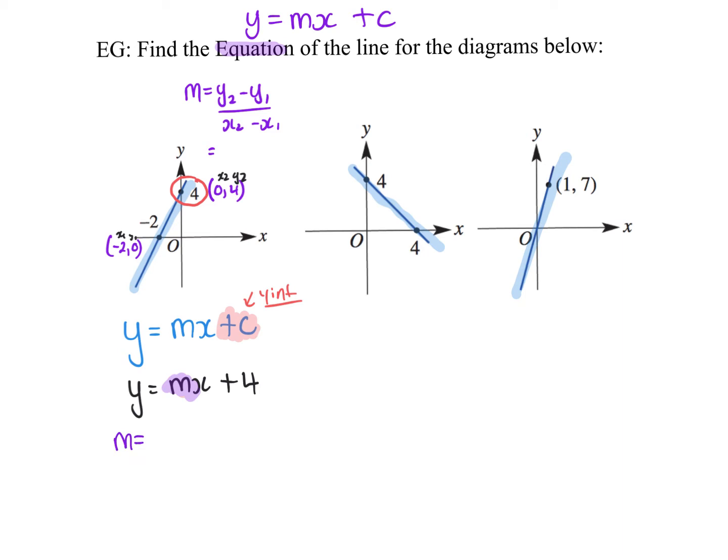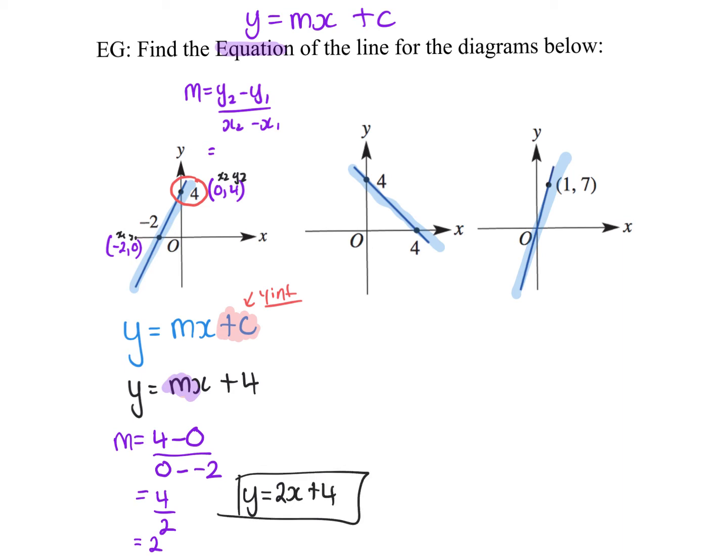Let's find what m equals. My y2 is 4 minus y1, which is 0. And x2 is 0 minus x1, which is -2. Remember that a minus on a minus becomes a positive. So I end up with the gradient being 2. So I can finally write the formula for this straight line, and it'll be y equals 2x plus 4. So this was the m, and this was that c value, the y-intercept.